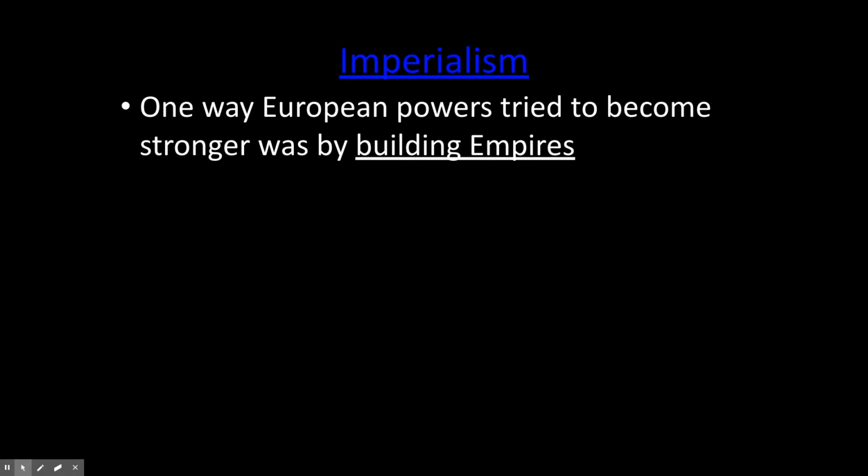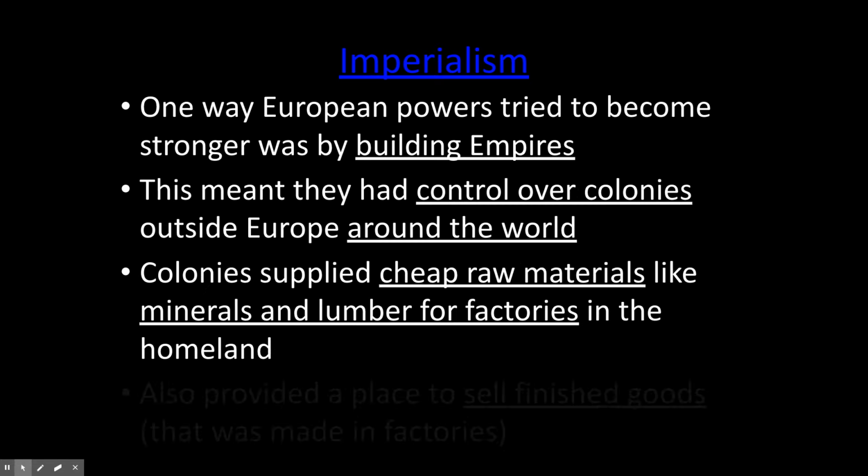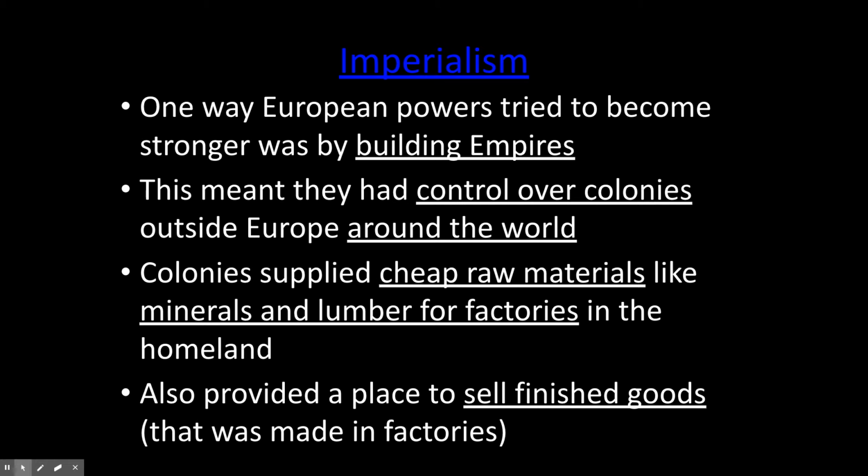This will go on the left side of your line on your notes page, imperialism, and on the right side, right next to it, one way European powers tried to become stronger was by building empires. So you don't need to write the entire thing down unless you desperately feel the need, but you definitely want to put building empires down on your paper. They're going to control colonies, and they're going to be all over the world. And these colonies were there to make money, supply raw materials like lumber, like mineral wealth. And there's also a place to sell your finished products.